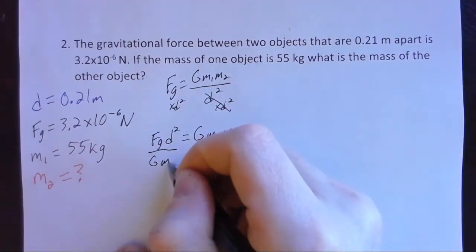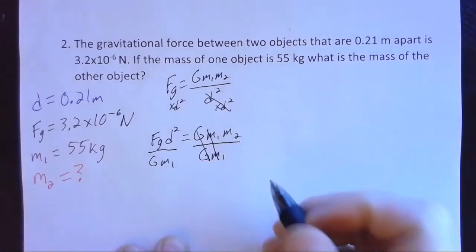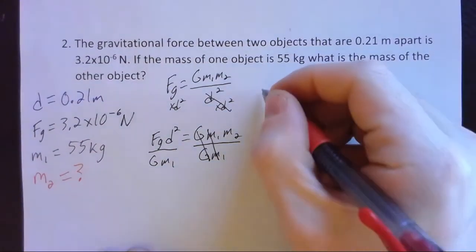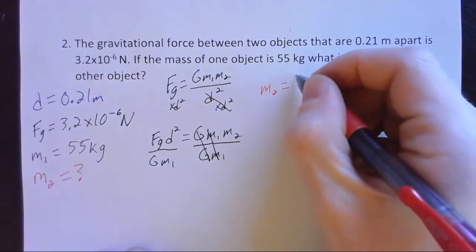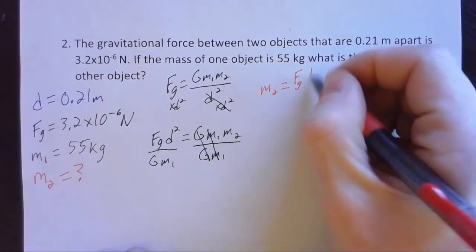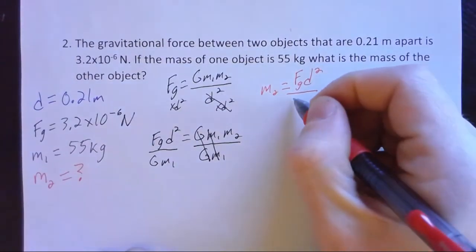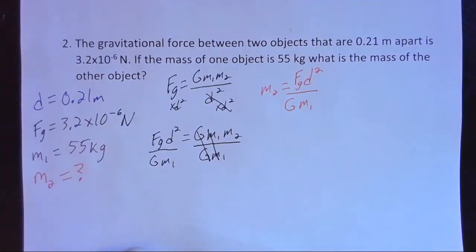We'll then move the other two variables over to get the mass of the second object by itself by dividing both sides by the gravitational constant and the mass of the first object. This gives us our final equation: the mass of the second object is equal to the force of gravity times distance squared divided by the gravitational constant multiplied by the mass of the first object.